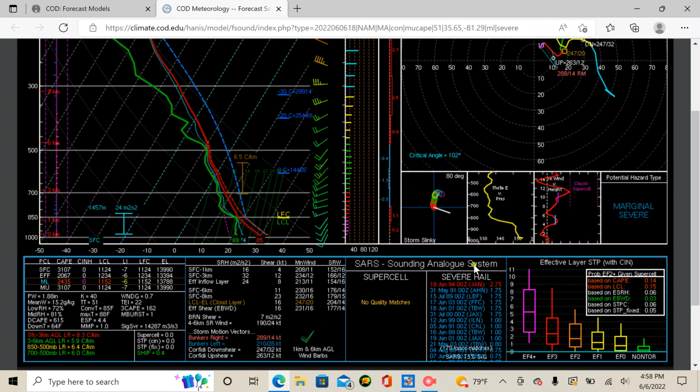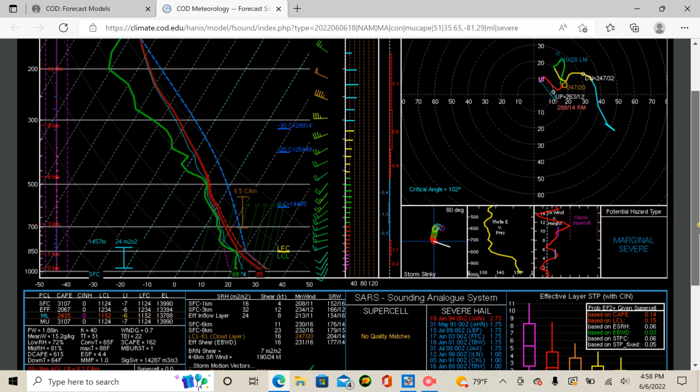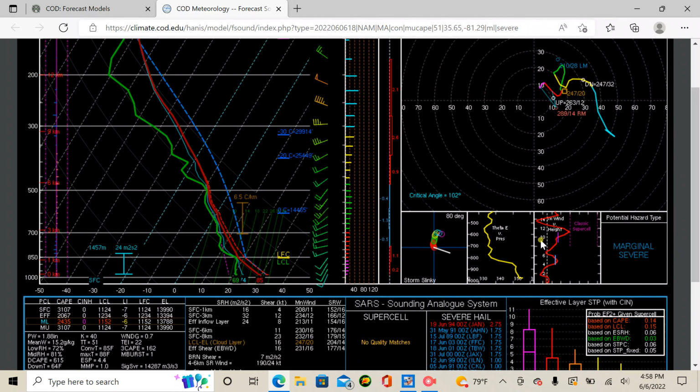And here we continue, and the SARS sounding analog system will go through all sorts of different older scenarios, and it will look at the past scenarios and what happened in them and compare them to what is forecasted in the sounding, and it will give you matches. So for example, here we have a match from June 19th. I'm going to assume that probably means 1994, and I don't know this very well, but it's saying there's a match for baseball size hail, which is 2.75 inches in diameter.